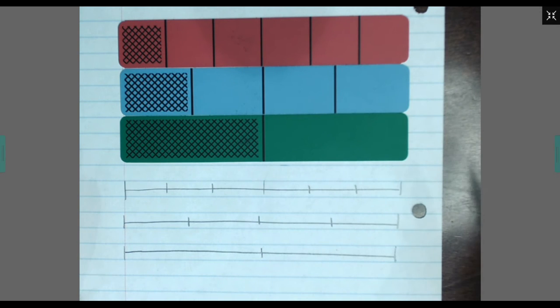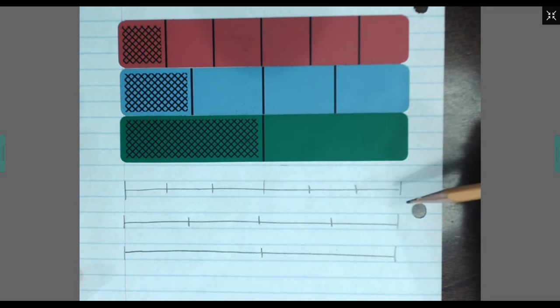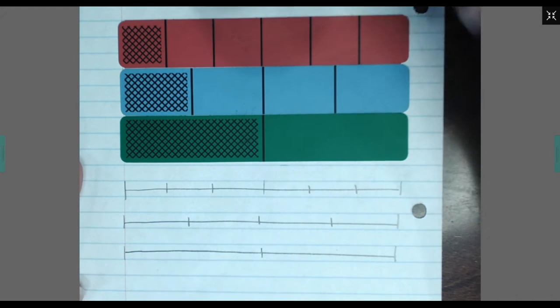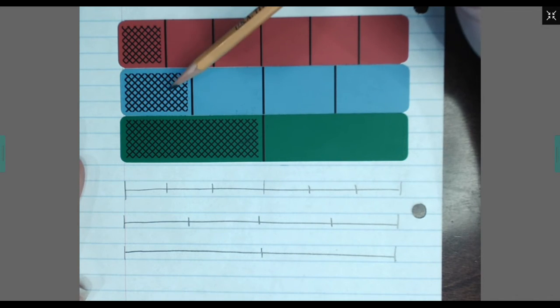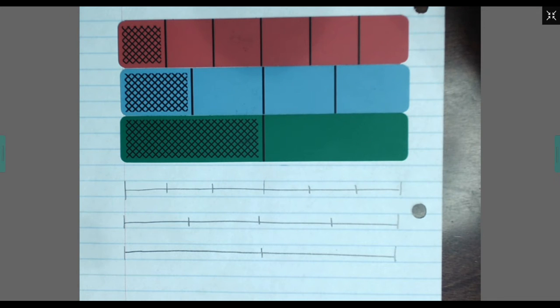In this video, we are going to be ordering or comparing fractions using fraction strips and number lines. In our last tutorial, we were able to compare fractions that had the same numerator. Well, it looks like these fraction strips have the same numerator. Do you remember what we learned about that?